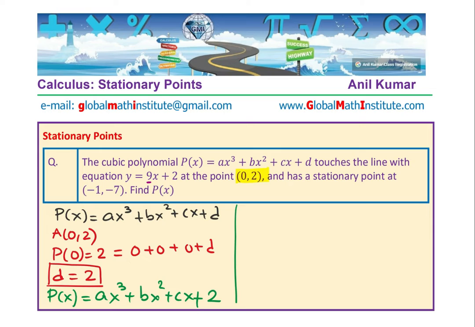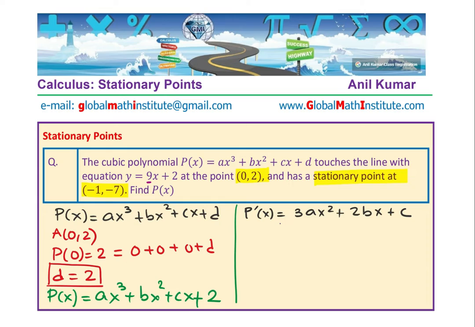And now let's work with the derivative. The derivative of this particular function will be 3ax squared plus 2bx plus c. Let's work with the first derivative.